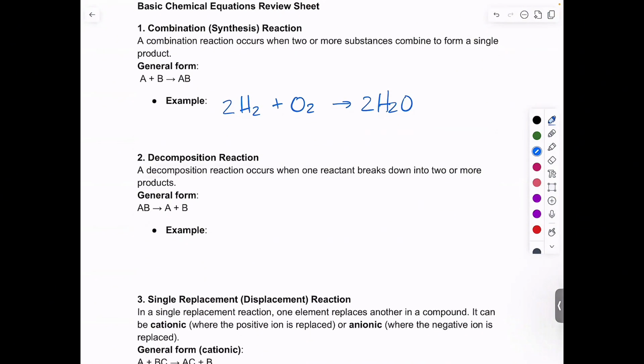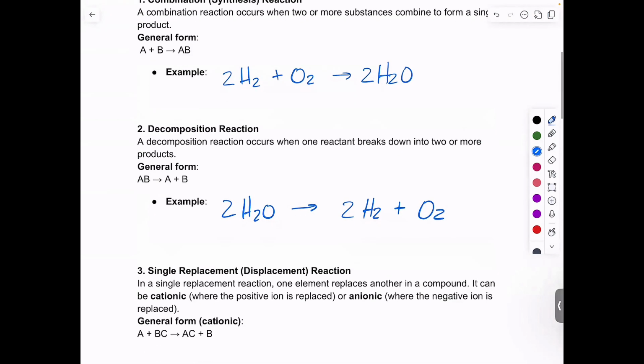Decomposition is just the opposite of synthesis. We could actually take water and break it down into its constituent elements, simply reversing that reaction I put above. So we have AB is going to split into A plus B. Examples 1 and 2 are pretty easy to spot because in the first one you can have 2, or even 3, single elements or compounds combined into one, and 2 is just the opposite. You're just taking AB and breaking it down into its parts. So there you have it, combination and decomposition.